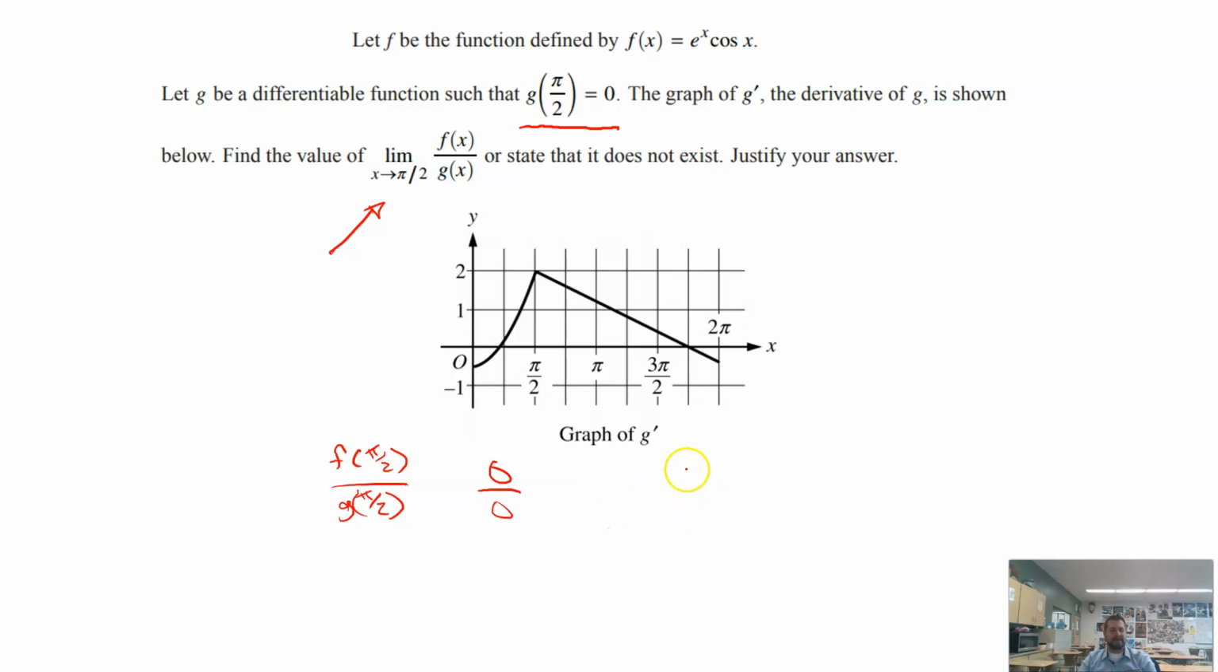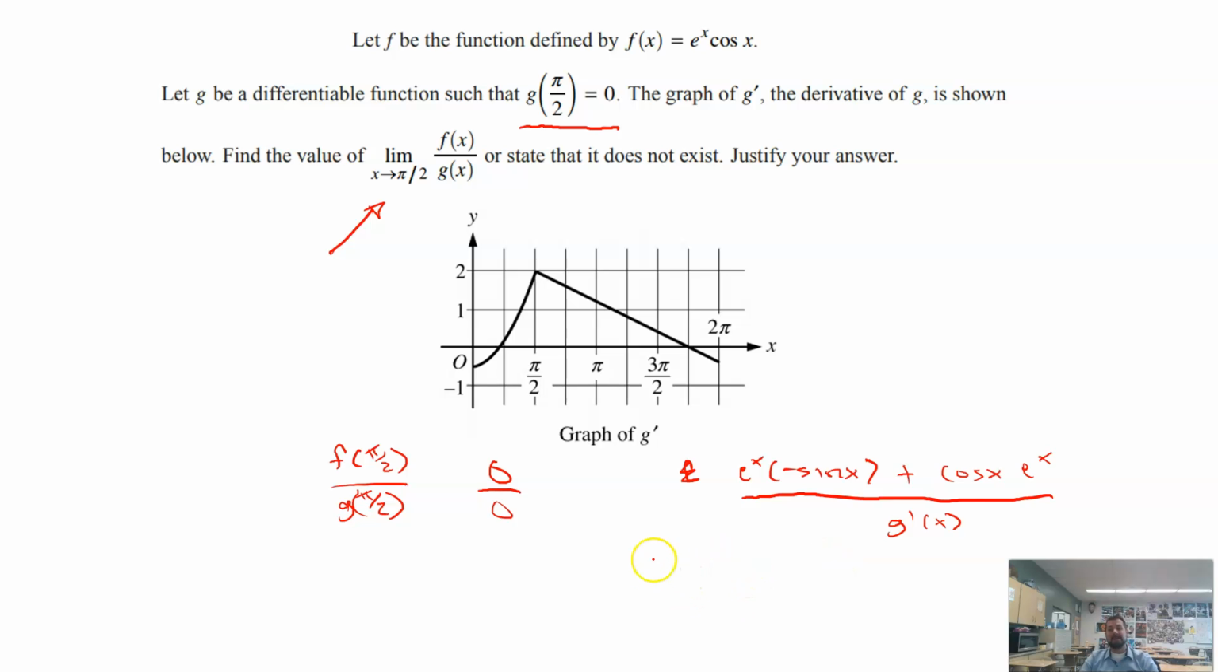L'Hopital's rule says that we take the derivative. Remember, the derivative here is e to the x times negative sine of x plus cosine of x times e to the x. That's my derivative of f of x. And then I've got a graph of the derivative of g of x on the bottom. So there's g prime of x for the bottom using L'Hopital's rule.